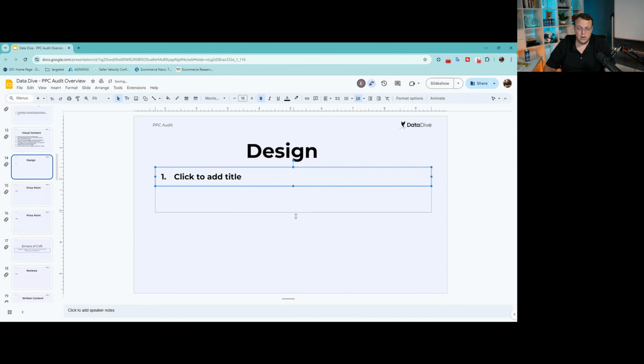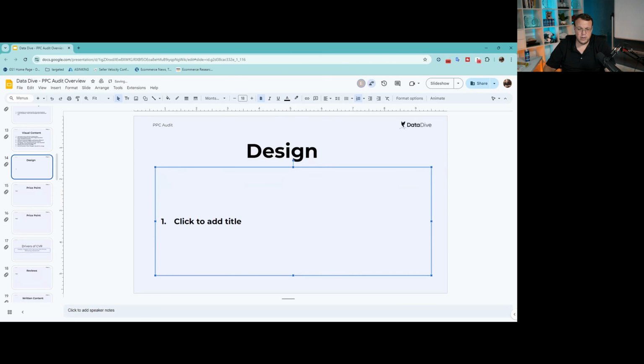How would design impact your click-through rate and your conversion rate? I think comparison charts are against the rules now, but you've got to be super careful what you're comparing there because you're making claims against your competitors. Amazon doesn't like it.